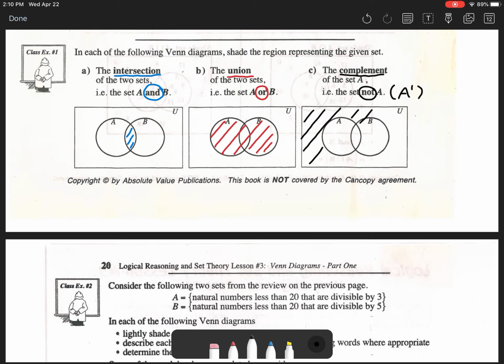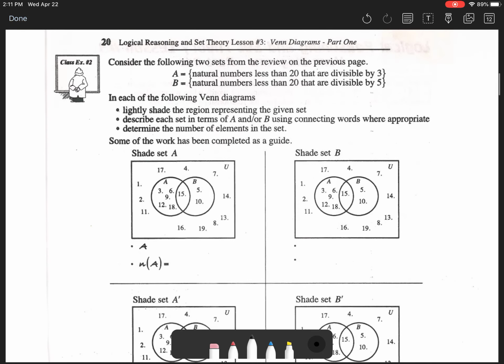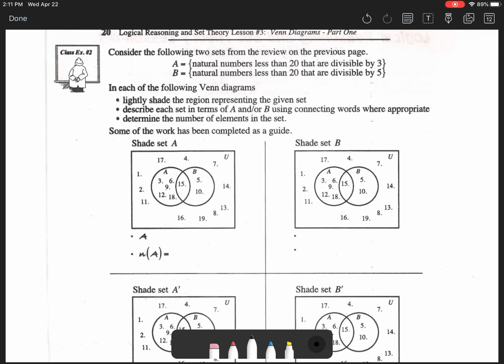So if I picture shading in A, okay, picture circle A totally shaded in, everything else is what I'm going to actually shade in this question. So everything except circle A, okay? Do not shade inside circle A at all. Everything else we are shading and filling in. So that's what the complement of set A, what we call not A, looks like.